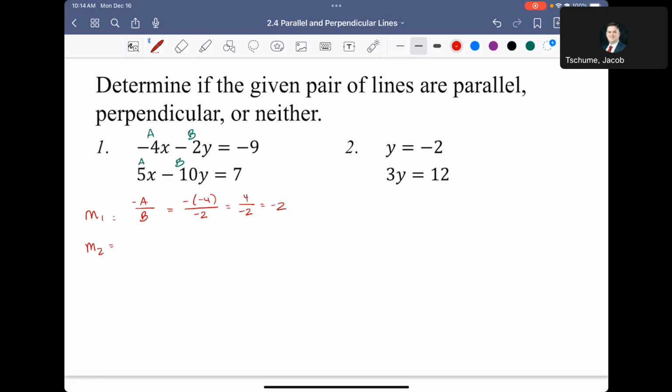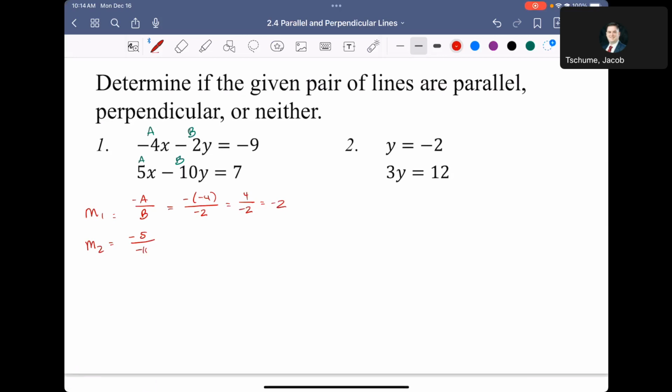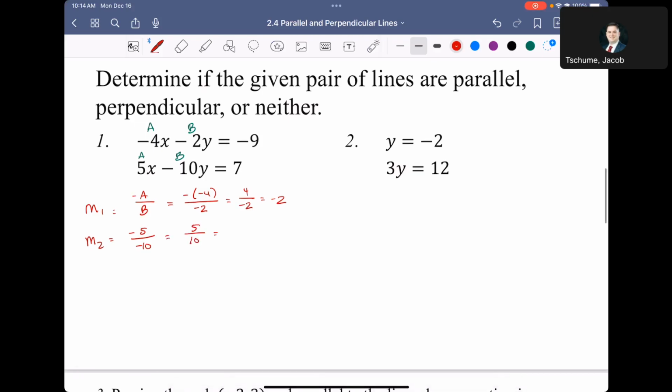Using the same idea for the second line, you would have -a, so that would be -5, divided by b, which is -10, and -5 divided by -10, obviously the negatives will cancel to give you 5/10. And since both of those numbers share a 5 in common, I can divide them both by 5, and you get a slope of 1/2.